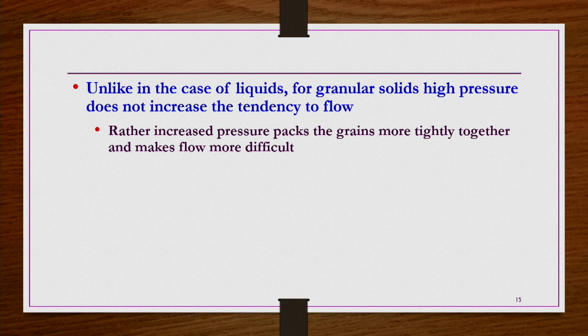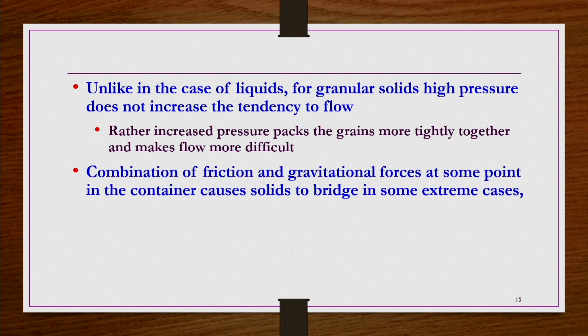In the liquids case, when you increase the pressure, usually you get a higher flow rate comfortably. But here in the case of grains, when you gradually increase the pressure, more and more interlocking of particles takes place, or more and more compact packing of material takes place, and then the tendency to flow will decrease. So rather, increased pressure packs the grains more tightly together and makes the flow more difficult. So finally, a combination of friction and gravitational force at some point in the container causes solids to bridge.